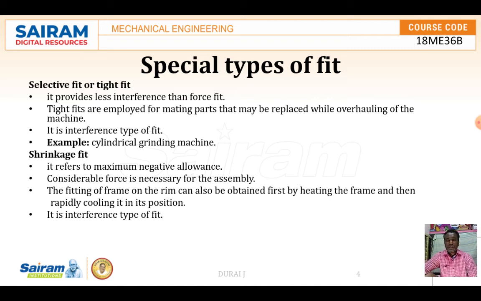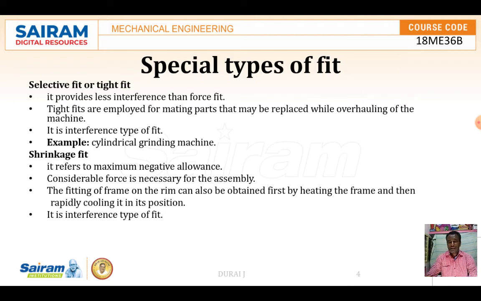Then comes the next one, selective fit or tight fit. It provides less interference than the force fit. This is also a tight fit, but even a small external force is required to assemble both the hole and shaft system. It also comes under the interference type of fit. An example of this is the cylindrical grinding machine.